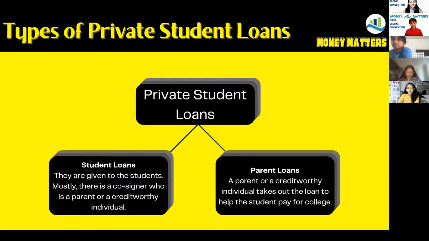There are two types of private loans: student loans and parent loans. Student loans are given to the students. In most cases, there is a co-signer, which is a parent or a credit-worthy individual. Parent loans are taken by a parent or a credit-worthy individual to help the student pay for college.